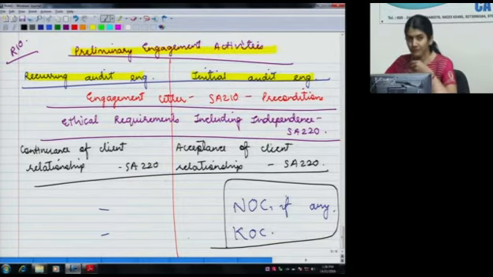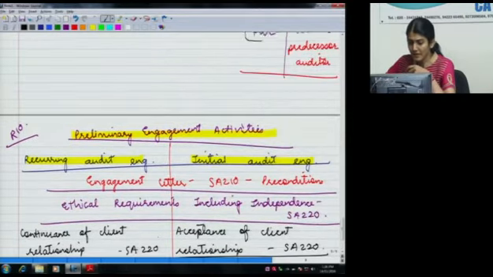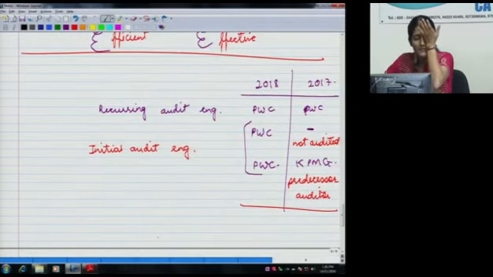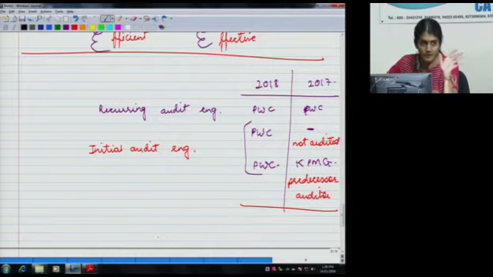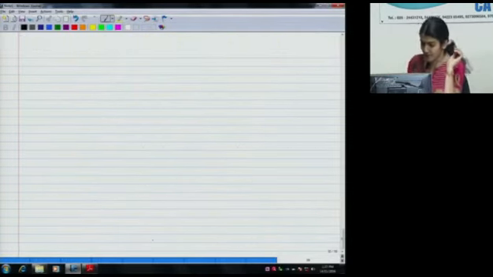Done, everyone? Okay, right, so that's the preliminary engagement activities. So two questions I have discussed from SA 300: the objectives of audit planning and the preliminary engagement activities.